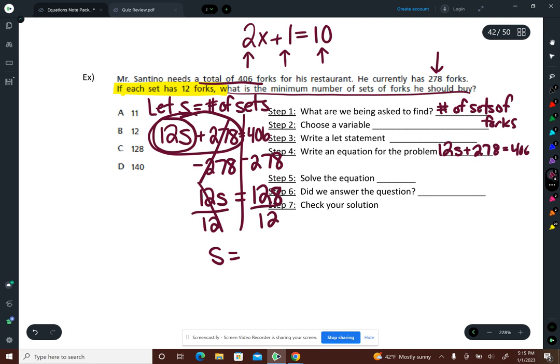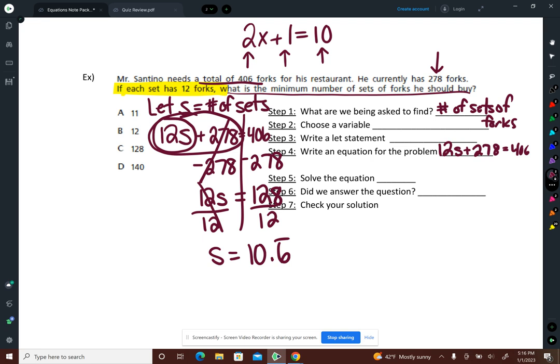So those cancel. Now, if you type that into your calculator, 128 divided by 12, that doesn't come out to a whole number. So it's going to give you 10.6 repeating. Now, there's two things here. The first thing is this is a multiple choice question, and that's not one of the answer choices, so we know that we're not quite finished. The second thing is just kind of the common sense.